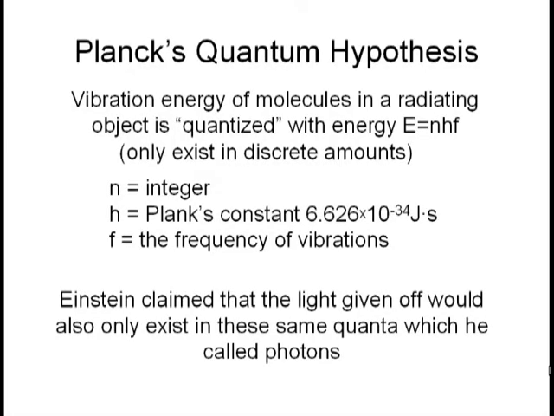So Einstein claimed that the light given off is also existing in the same small discrete quantities that he called photons.